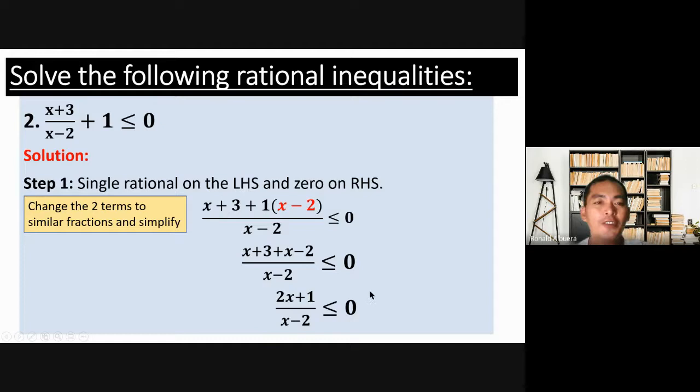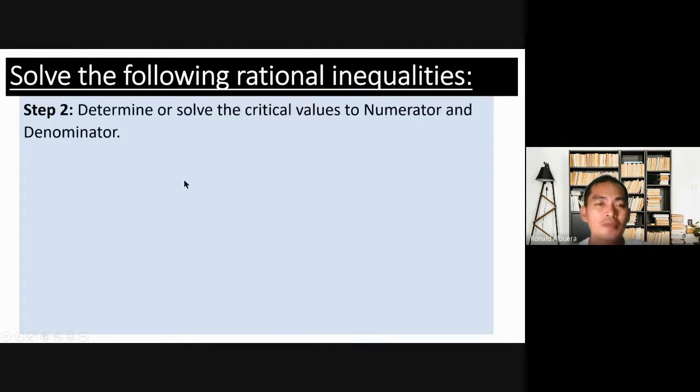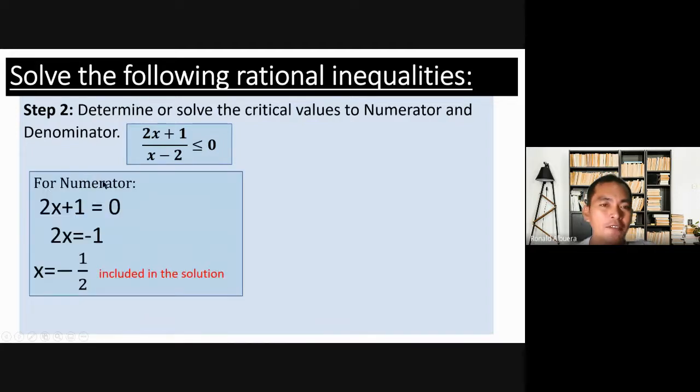So therefore, we proceed to step 2. Determine or solve the critical values, the numerator and denominator. So this is the single expression in the left side of the equation. So therefore, we get the numerator 2x plus 1 equals 0. So transpose positive 1 to the other side, it became negative 1. Divide both sides by 2. So x therefore is equal to negative 1 half. This is included in the solution.